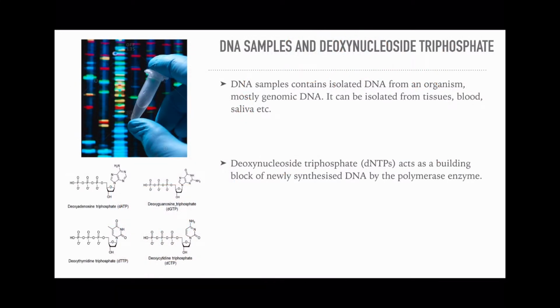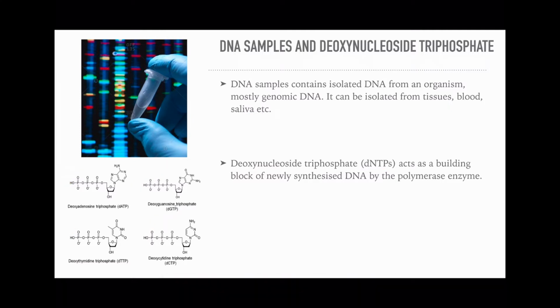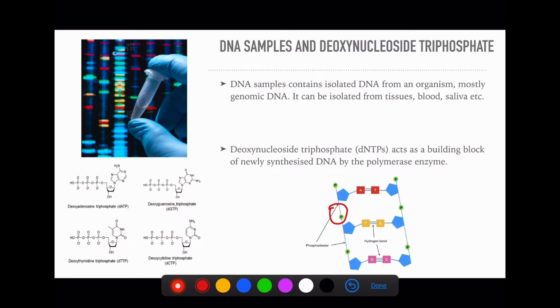The next component is isolated DNA samples. Genomic DNA can be isolated from any organism by obtaining their tissue, blood sample, saliva sample, etc. We all know that nitrogen bases, namely adenine, guanine, cytosine and thymine, act as the building blocks of DNA structure by forming hydrogen bonds. Here, when we conduct DNA replication in an in vitro situation, dNTPs or deoxynucleoside triphosphates act as building blocks of the newly formed DNA structure by forming phosphodiester bonds between phosphate groups attached to the deoxynucleoside by the action of DNA polymerase enzyme.